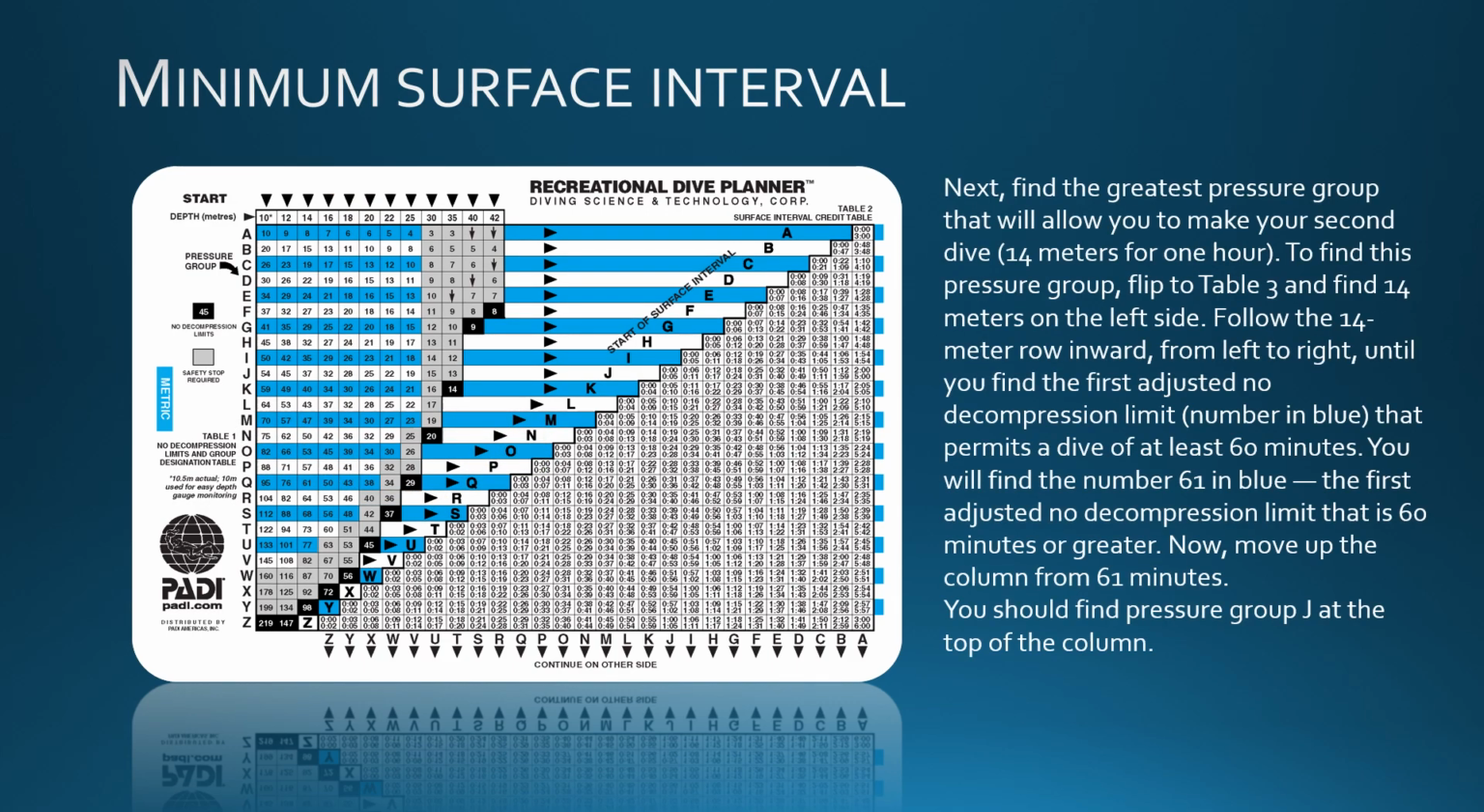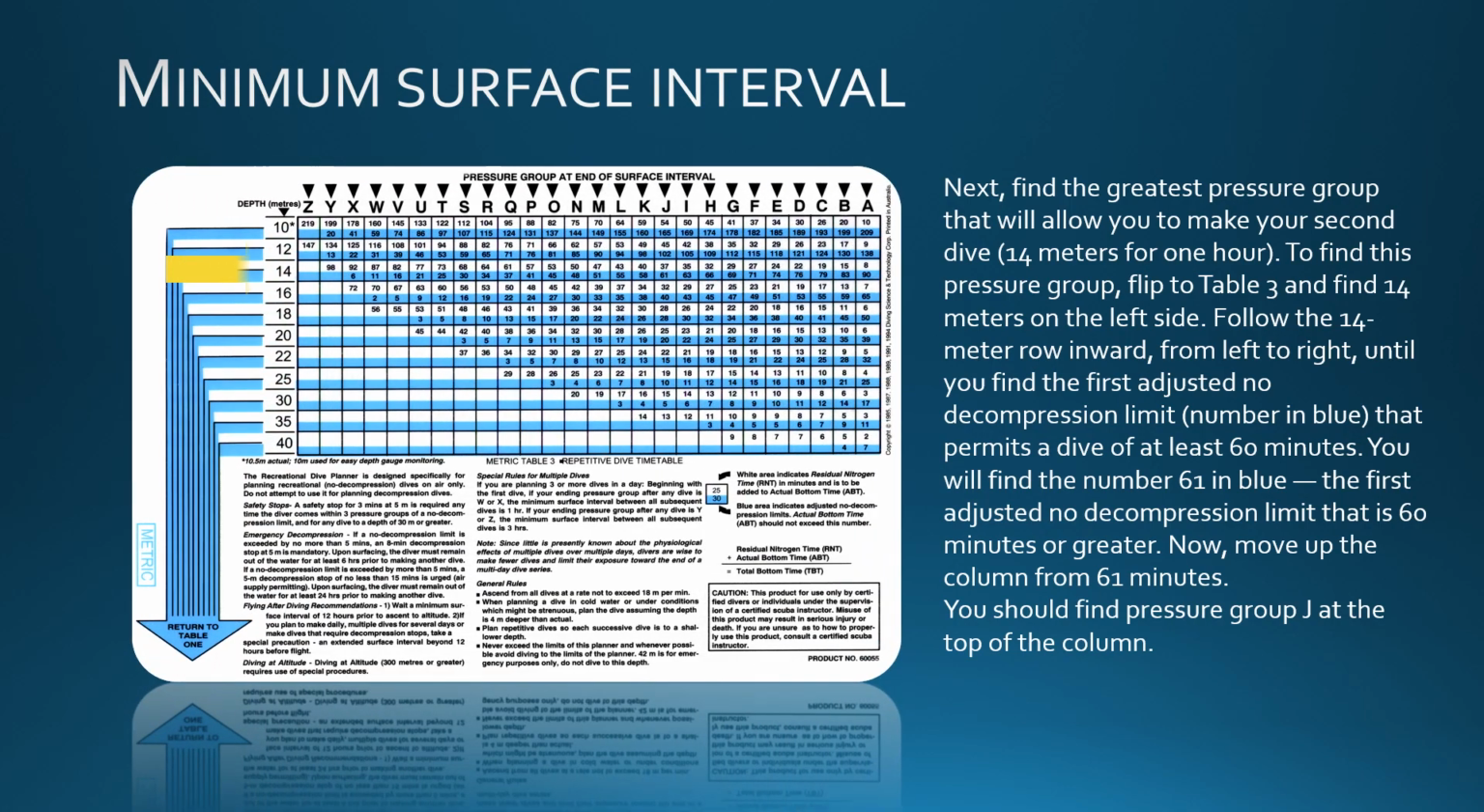Now flip straight over to table 3 and locate the 14-meter row. Scroll across until we find the first blue box that has 1 hour or greater, because we want our second dive to be 14 meters for 1 hour. The first blue number that we find at 1 hour or greater is 61 minutes. If you follow that column up, you'll see pressure group J at the top. Remember, the blue box is the adjusted no decompression limit for 14 meters at pressure group J. So now we know we need to be in pressure group J to be able to make our second dive.